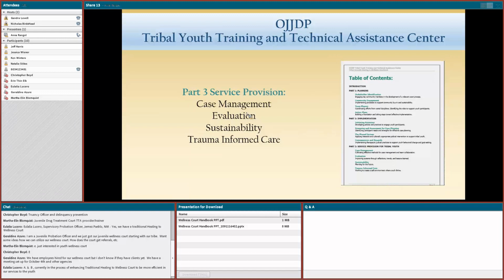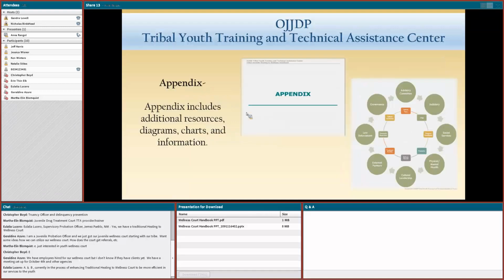Right. So one of the things that we've had a lot of requests for through our technical assistance processes are actual examples of some of the forms and some of the resources that you need to have in place to make your court operate. And while not every single form or everything you might need to operate a juvenile court case is there, we tried to provide several examples in the appendix. And so as part of the handbook, there's an appendix in that section.